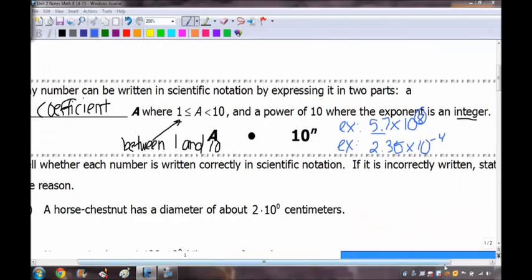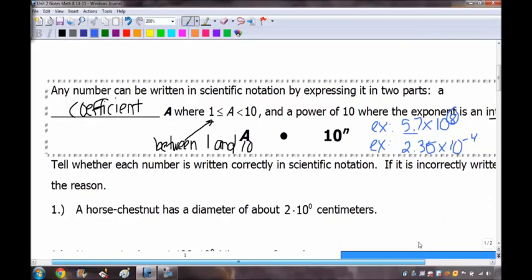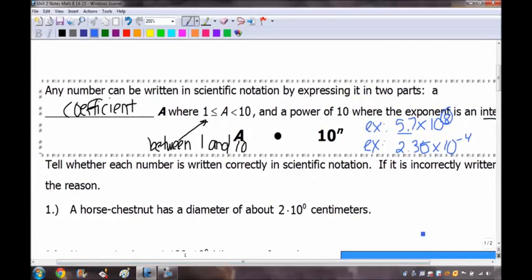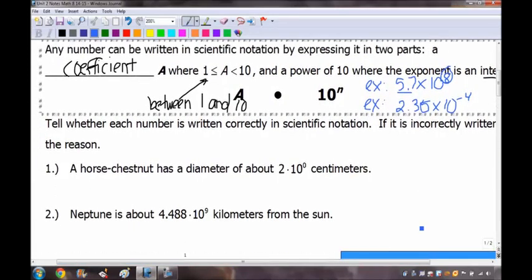All right, so now it says, tell whether each number is written in scientific notation. If it is incorrectly written, state the reason, okay? So number 1, a horse chestnut has a diameter of 2 times 10 to the 0th centimeters. So the first question you gotta ask yourself is, what's my coefficient? Well, the coefficient is 2, okay? Now, is the coefficient between 1 and 10? It absolutely is, so that works. And then you have to ask yourself, is my exponent a power where the number is an integer? And yes, it is. So this is written correctly, okay? So this one will work for us.